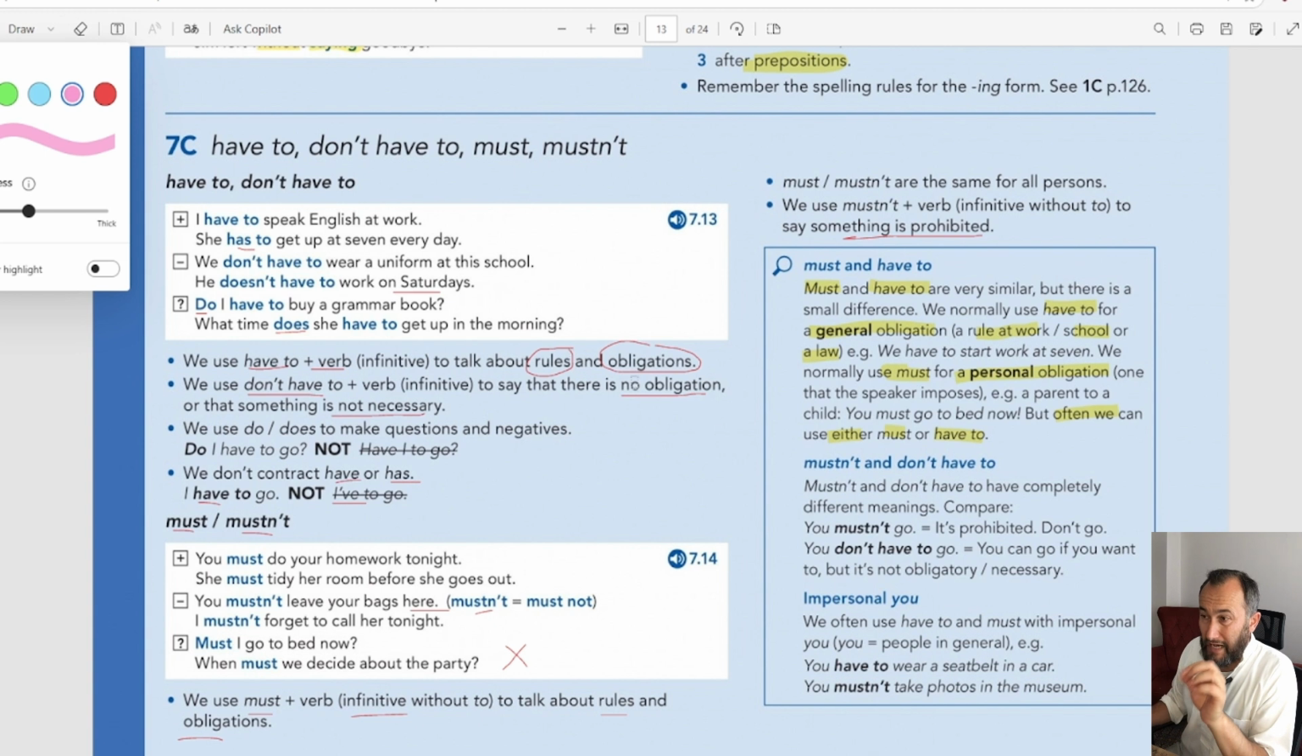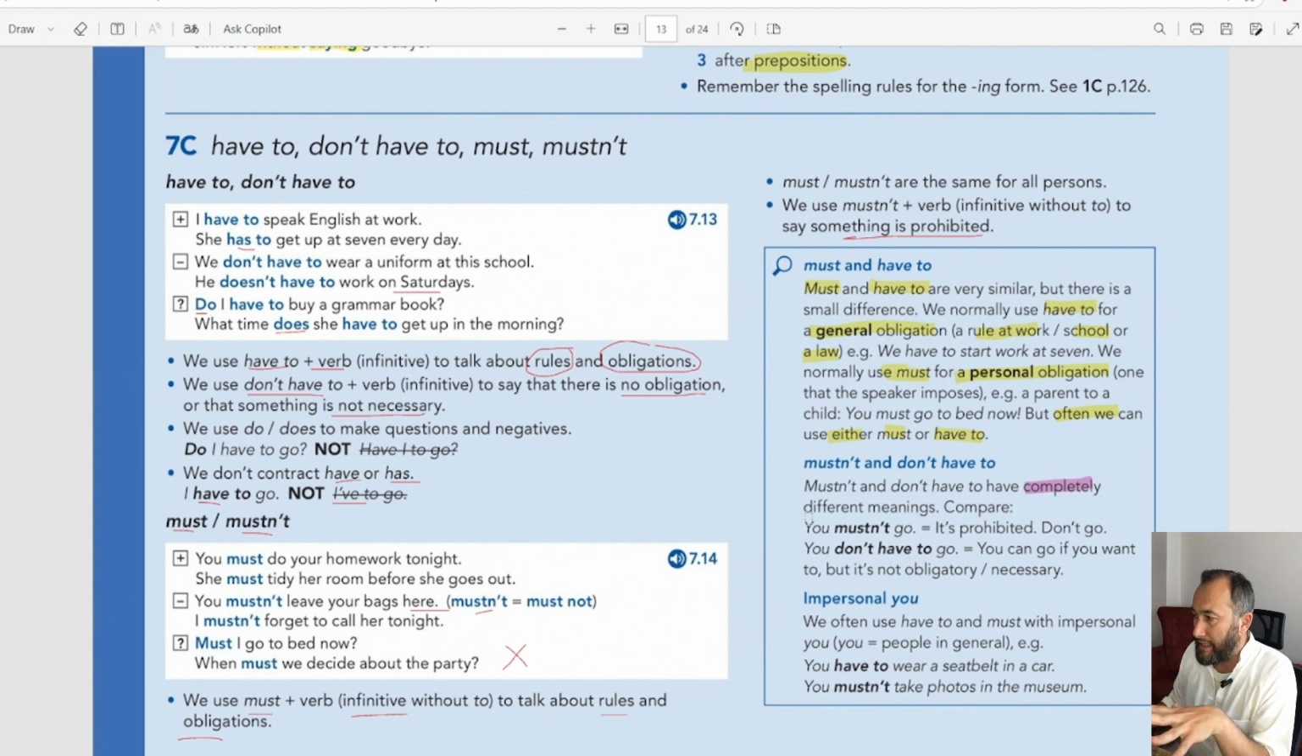But mustn't and don't have to, they are totally different. As I said, they're completely different meanings. Comparison: you mustn't go, it means it's prohibited, it is not allowed, like don't do it, don't go. You don't have to go, well, this is something optional. You see, you mustn't go, you don't have to go. It is not obligatory, or it's not necessary.